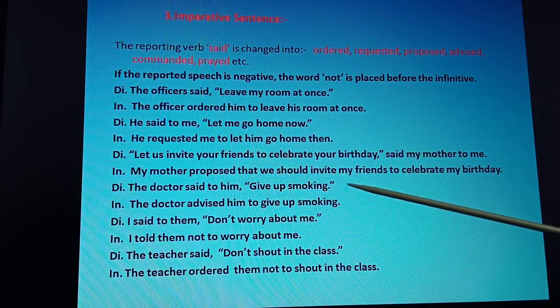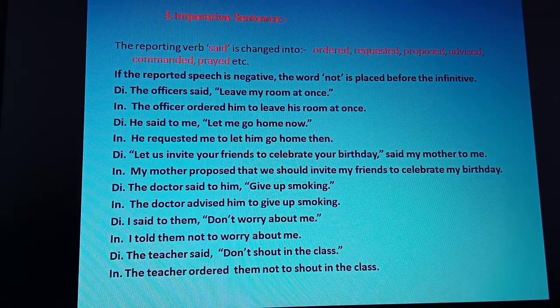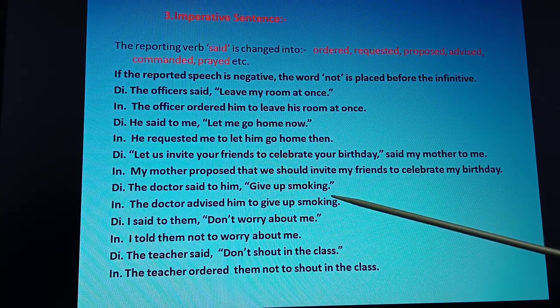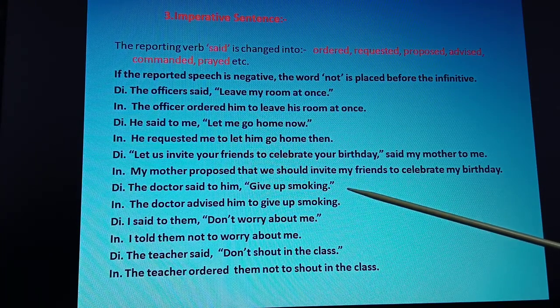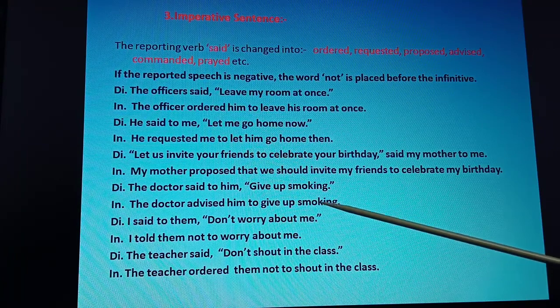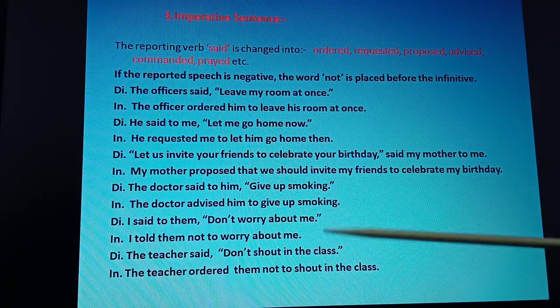Again, the doctor said to him, "Give up smoking." What is the doctor doing? Advising. Parents will advise, doctor will advise, teachers will advise. Remember that, okay? The doctor said to him, "Give up smoking." Indirect speech would be, the doctor advised him to give up smoking.